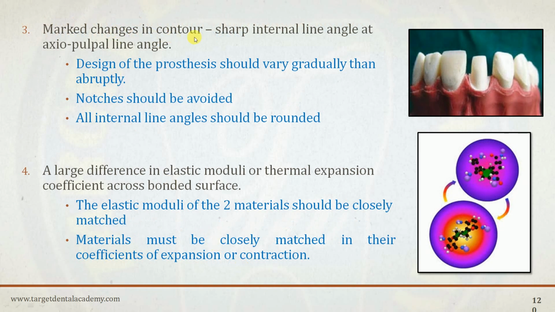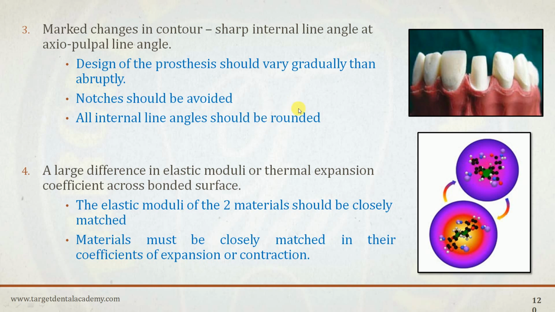Marked change in the contour, such as sharp internal angles at the axiopulpal line angle. This can be corrected by the design of the prosthesis, which should vary gradually rather than abruptly. Notches should be avoided and all the internal line angles should be rounded.